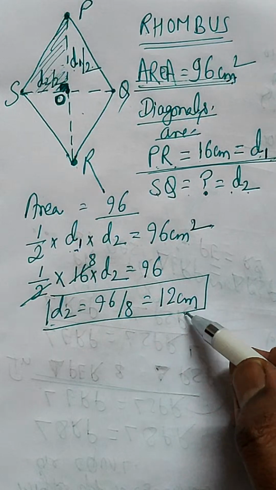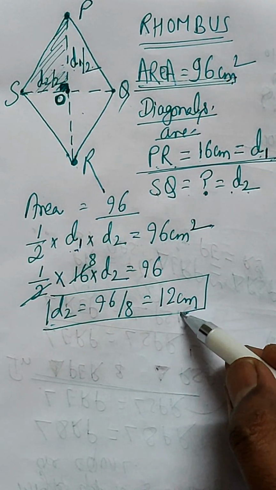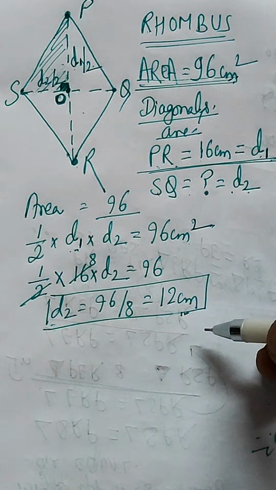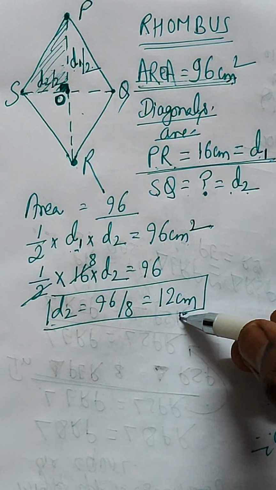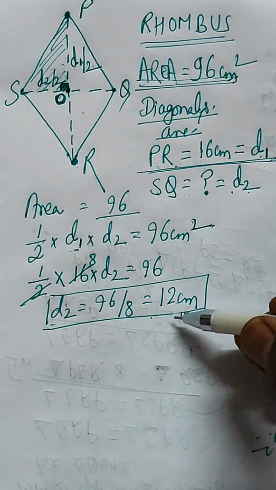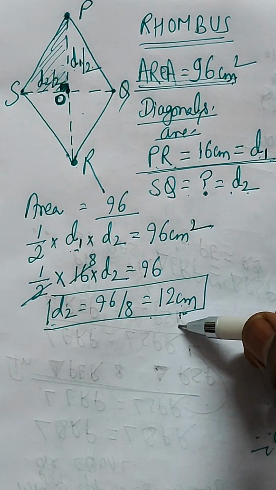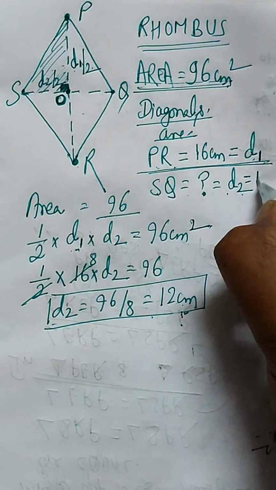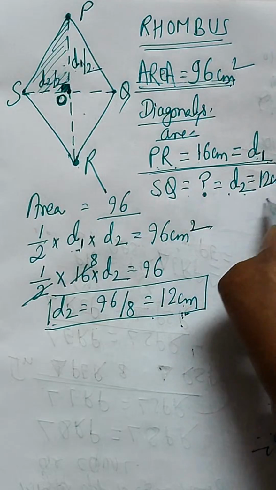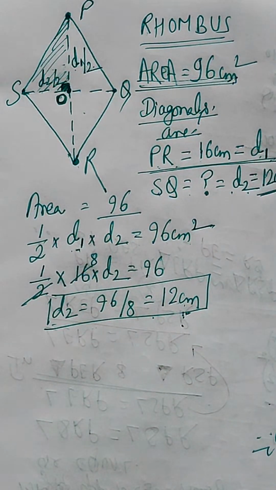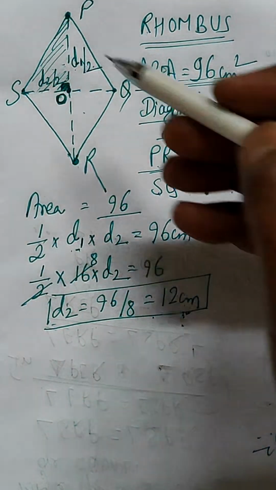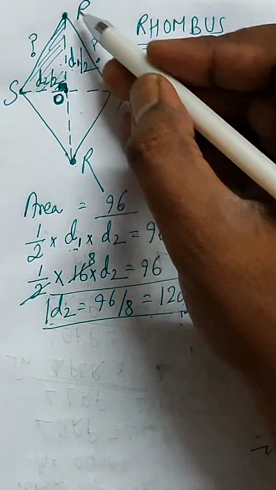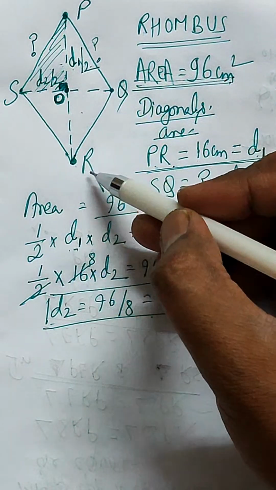This is one part of the question. In our question, two things need to be found out. So one thing was the diagonal. Diagonal 2 is calculated as 12 centimeter, right? So here we can write diagonal 2 as 12 centimeter. This is one of the answers which you have found out. Now we need to find the side of this rhombus. What is the length of PQ? What is the length of QR? What is the length of RS?